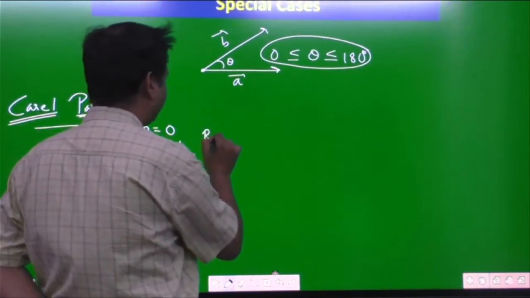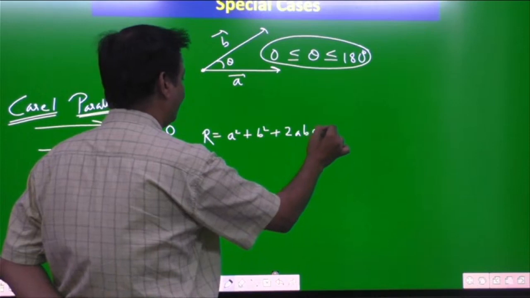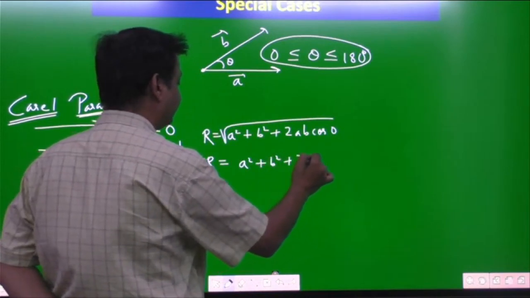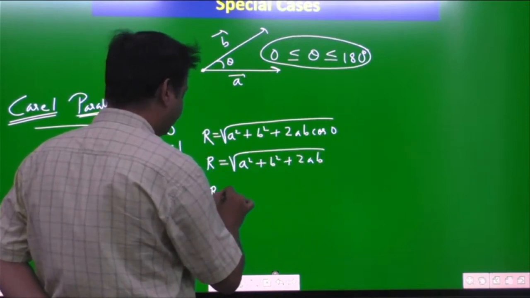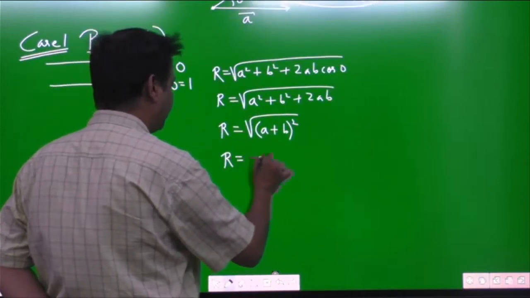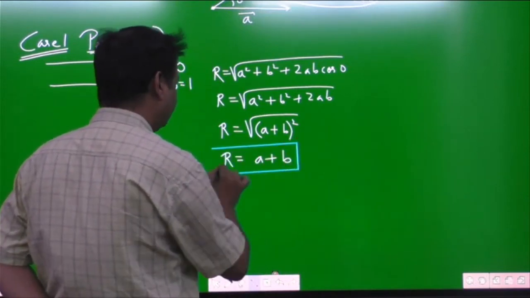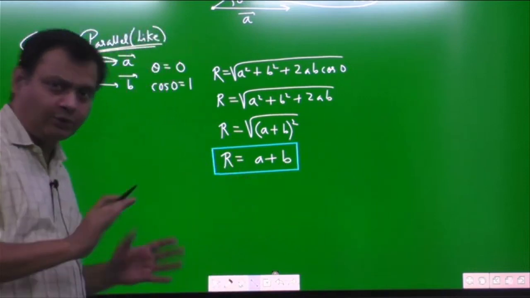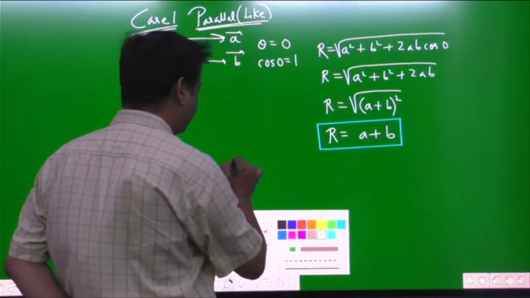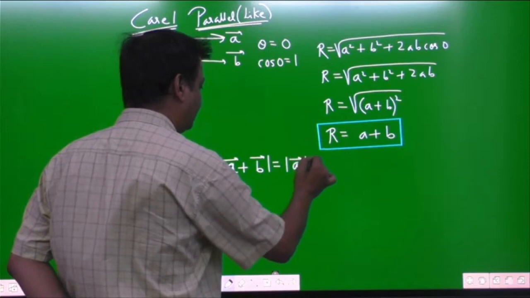So in this case, R will be the square root of a square plus b square plus 2ab cos of 0. So R will come to be the square root of a square plus b square plus 2ab. Now the trinomial can be written as a perfect square, so it will come to be the square root of (a plus b) whole square. So in this case, R will come to be a plus b. This is very straightforward addition, right? In this case, the resultant will have a magnitude equal to the sum of the magnitudes. So you can also write like this: R can be written like modulus of a plus b, and RHS will be mod of a plus mod of b.